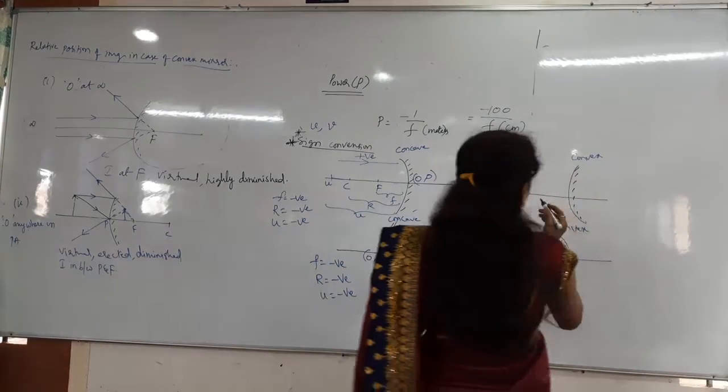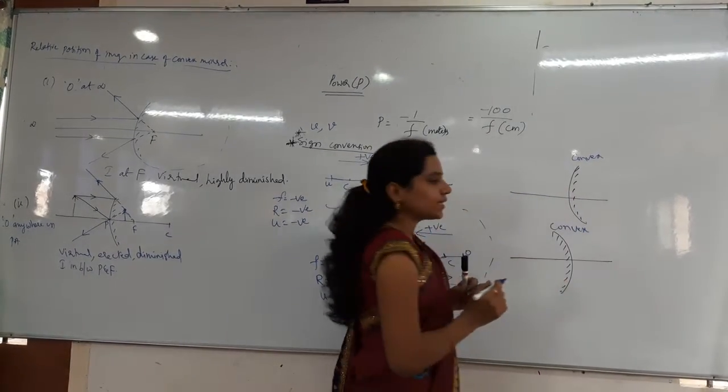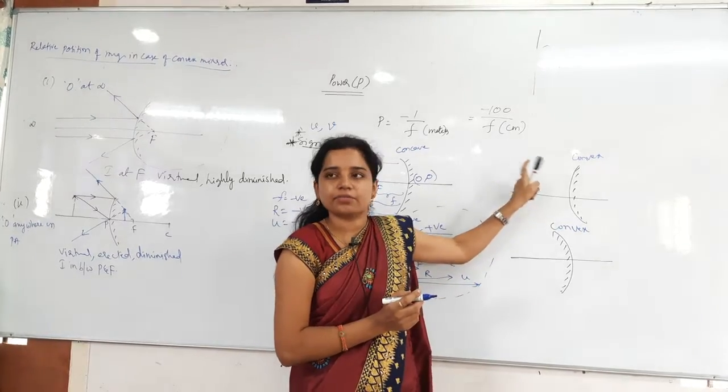Whenever you come to the convex mirror, which is the reflecting side here? Left or right? First diagram.